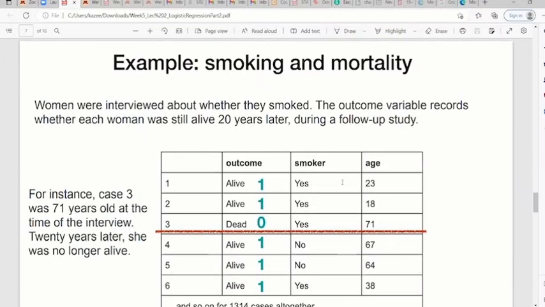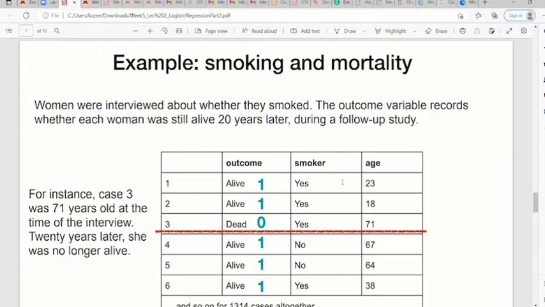If that is clear to you, I'm going to move to another example. We're still on the logistic regression model. In this example, we want to look at the relationship between smoking and mortality. So how does smoking relate to mortality? Women were interviewed about whether they smoked, and the outcome variable recorded whether each woman was still alive 20 years later, during a follow-up study. So they were interviewed about 20 years ago and asked, do you smoke or not? Because we want to look at the effect of smoking on mortality, the outcome variable is whether you are alive or not after those 20 years.